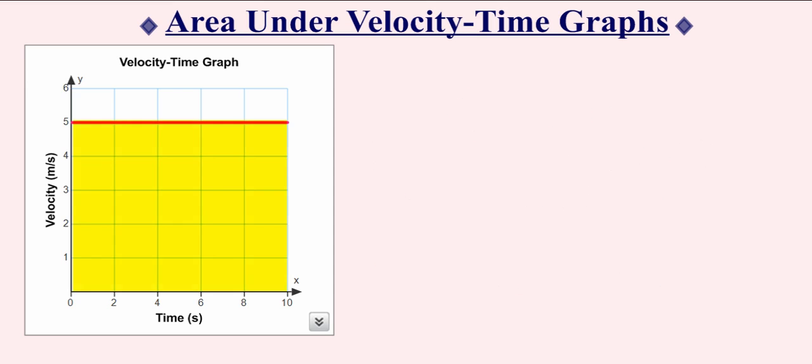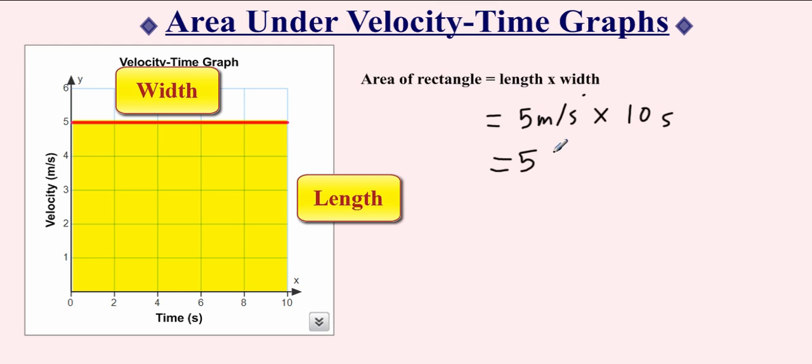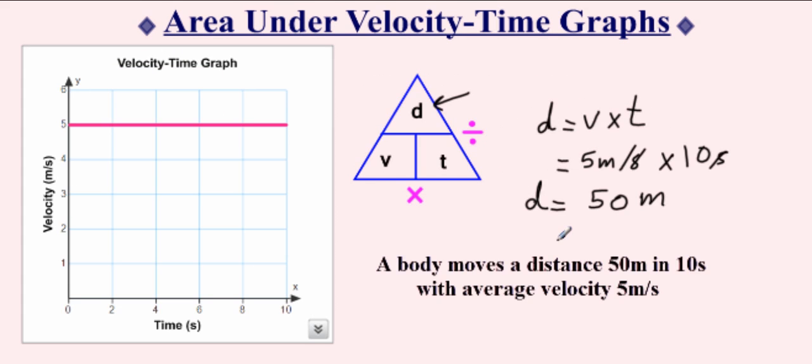Another way is selecting the area under the line drawn, and the shape here is a rectangle. So what we have to do is get the area of a rectangle so we will be able to get the distance. Area of a rectangle equals length times width. From the graph, the length equals 5 meters per second and the width is 10 seconds, equals 50 meters, which is the same answer as the one we got using the speed triangle.